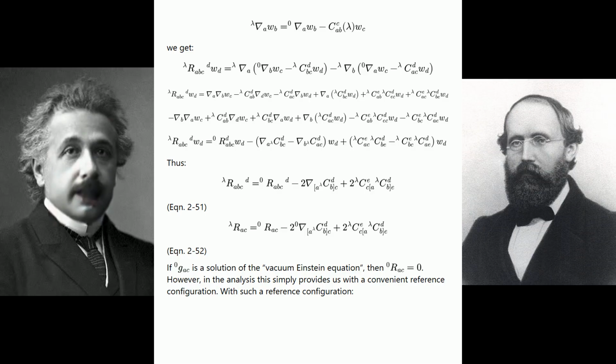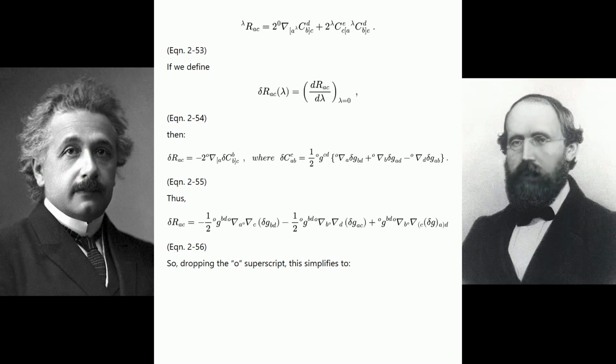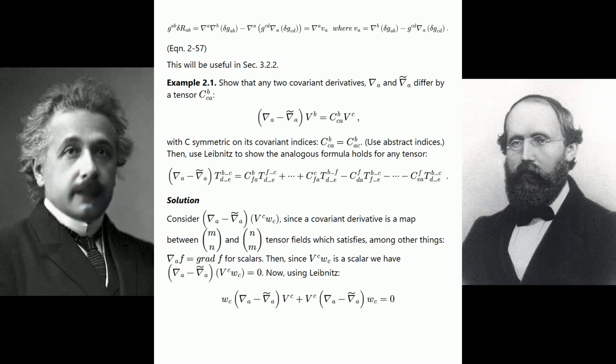If the 0 power G sub AC is a solution of the vacuum Einstein equation, then the 0 power R sub AC equals 0. However, in the analysis this simply provides us with a convenient reference configuration. With such a reference configuration, see equation 2-53. If we define, see equation 2-54. Then, see equation 2-55. Thus, see equation 2-56. So, dropping the 0 superscript, this simplifies to, see equation 2-57. This will be useful in section 3.2.2.